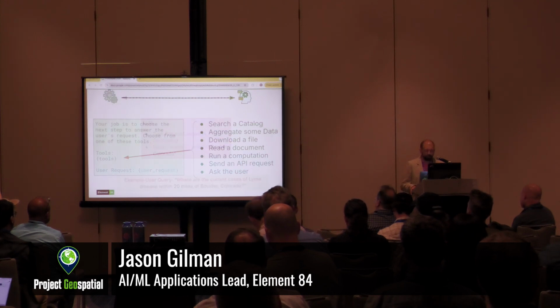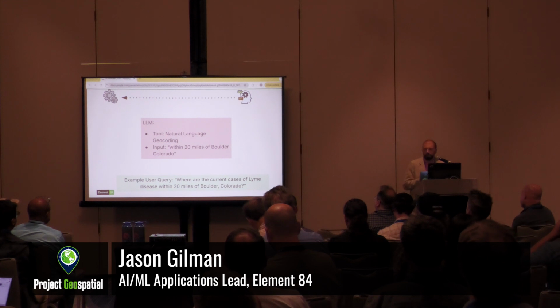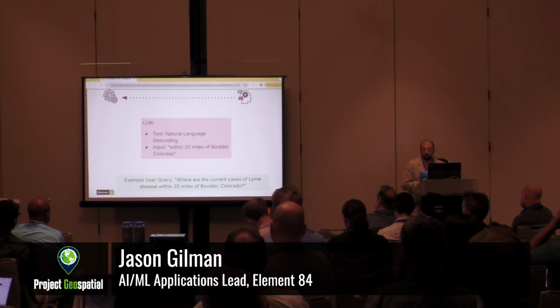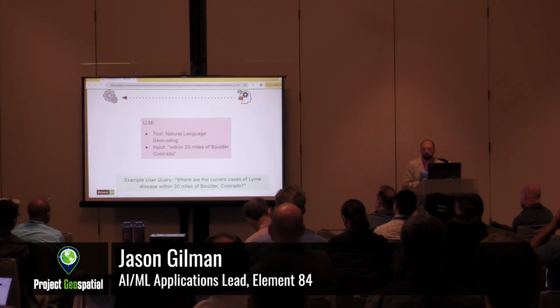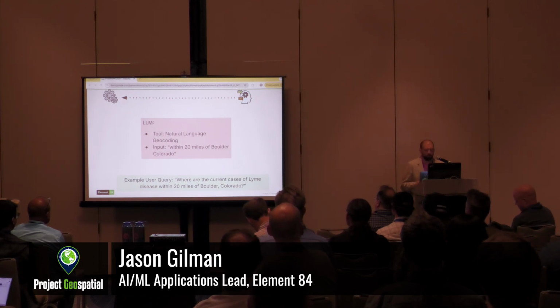The LLM will first choose what it wants to do. If we go back to the example that I had on the screen, where are the current cases of Lyme disease within 20 miles of Boulder, Colorado? The LLM might first say, let's do natural language geocoding. We want to get that precise polygon before we go forward.